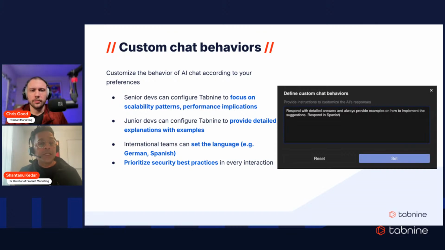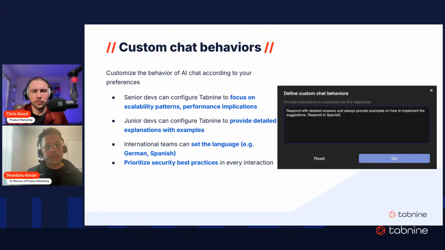Senior developers working on system architecture can configure Tabnine to focus on scalability patterns, performance implications, and architectural trade-offs. When they ask about implementing a new microservice, they'll automatically receive responses that address service boundaries, API design, and deployment considerations. If you're a junior developer, Tabnine can act as a patient mentor using this capability. You can configure Tabnine to provide detailed explanations that include not just the what, but also the why behind each suggestion. So when reviewing a piece of code, Tabnine will highlight potential performance concerns, as well as explain the underlying computer science concepts that cause them.